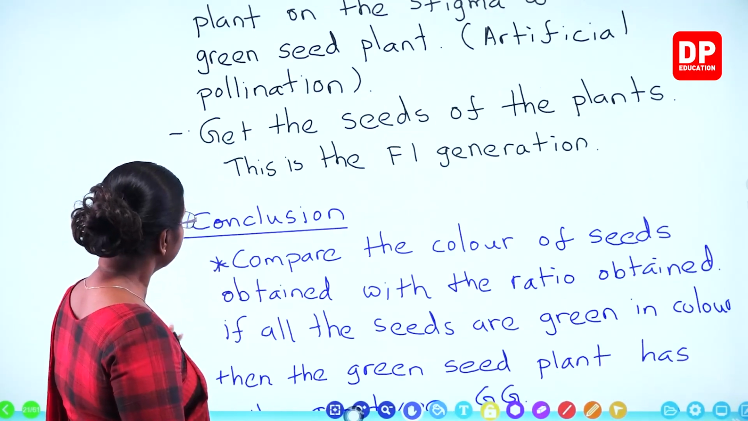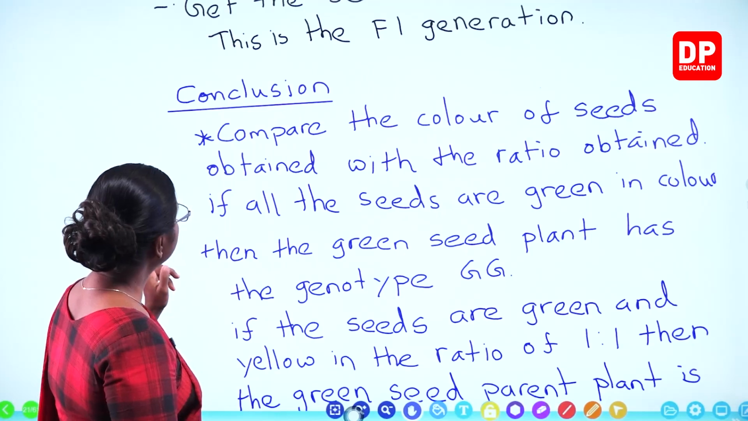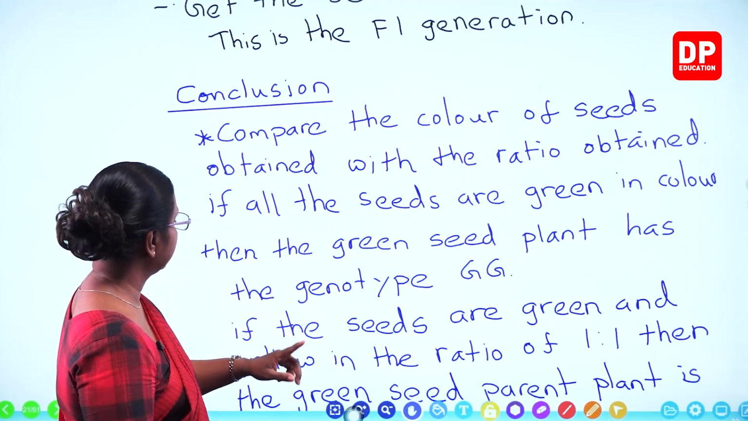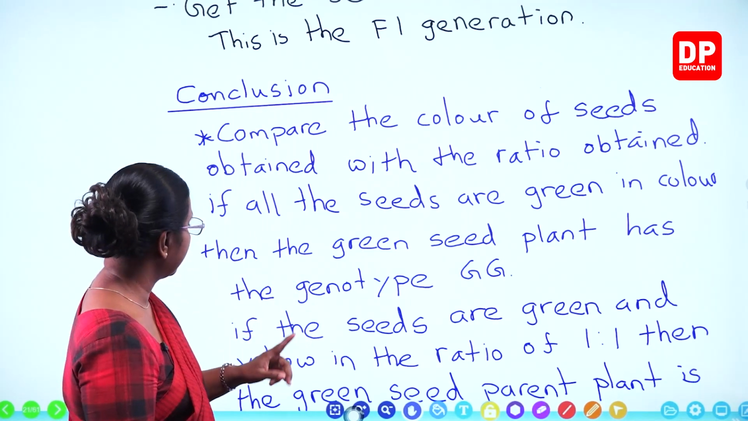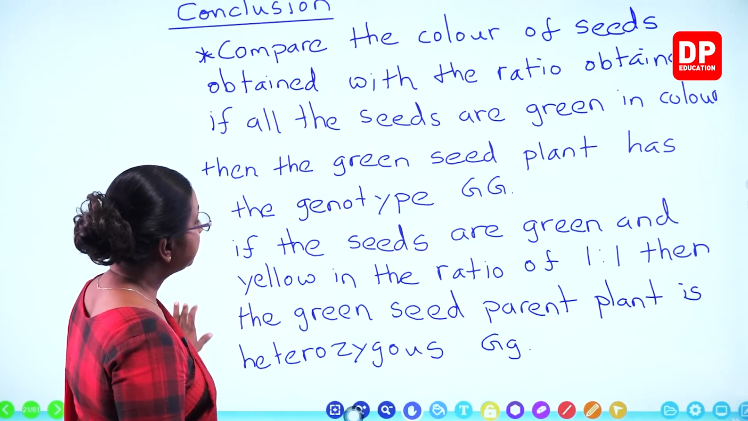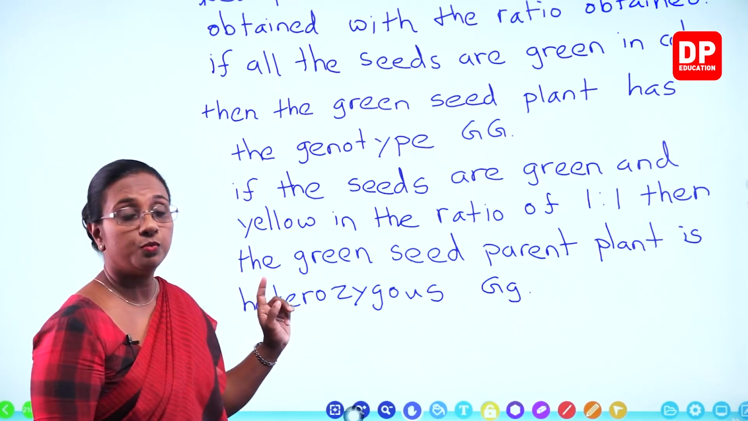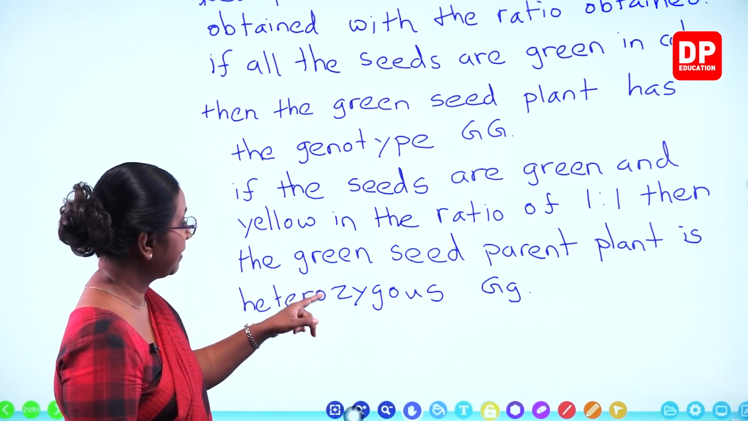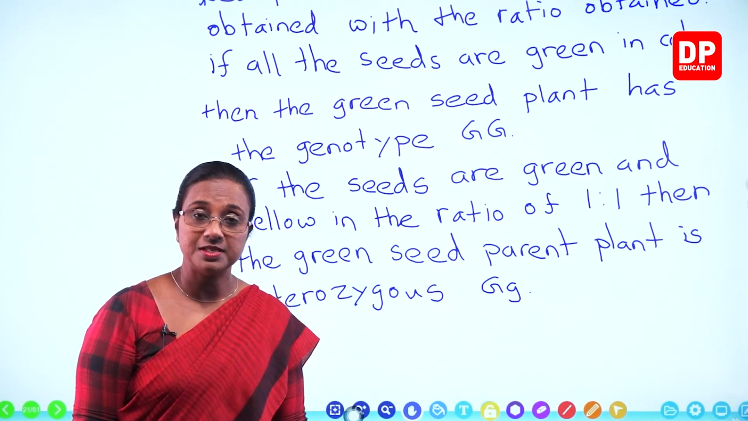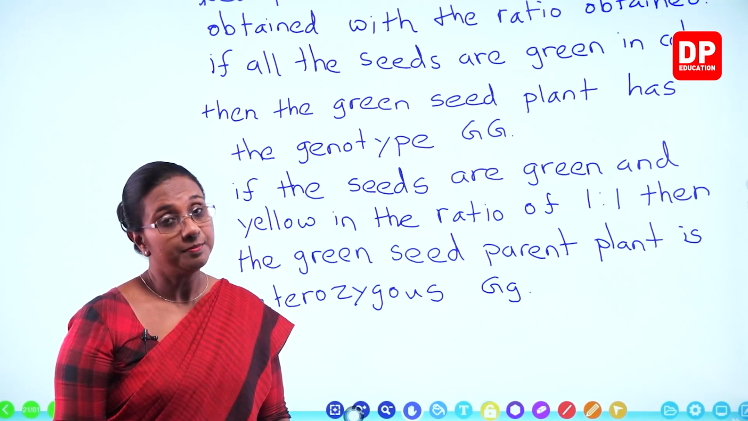Then we have the conclusion here. Compare the color of seeds obtained with the ratio obtained. If all the seeds are green in color, then the green seed plant has the genotype capital G, capital G. If seeds are green and yellow in the ratio of 1:1, then the green seed parent plant is heterozygous, that is capital G, small g. So that is how you identify the genotype of the plant.